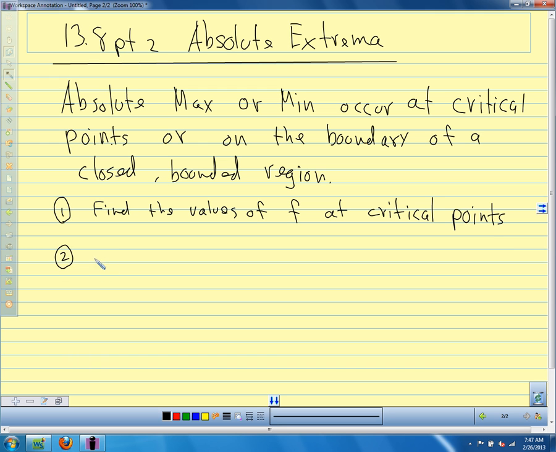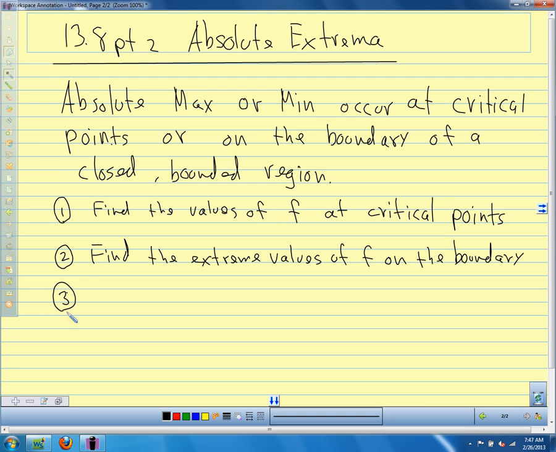Our second step is going to be to find the extreme values of f on the boundaries. And then we just look at our list. We're going to have some list of values of f, and then we just choose. The largest is the absolute maximum, and the smallest is the absolute minimum.